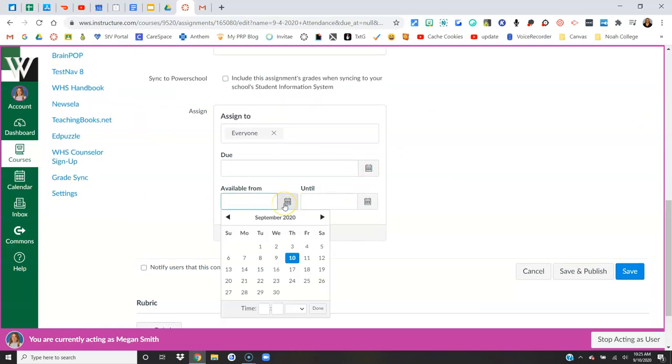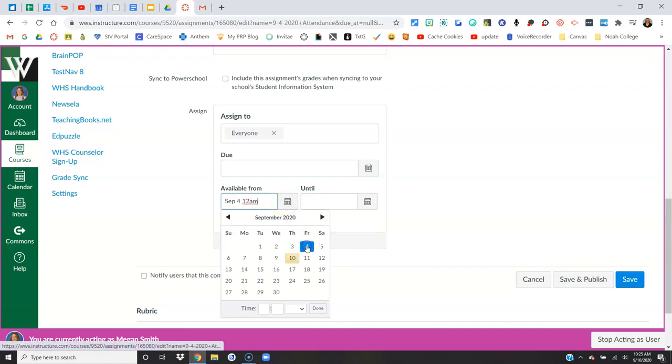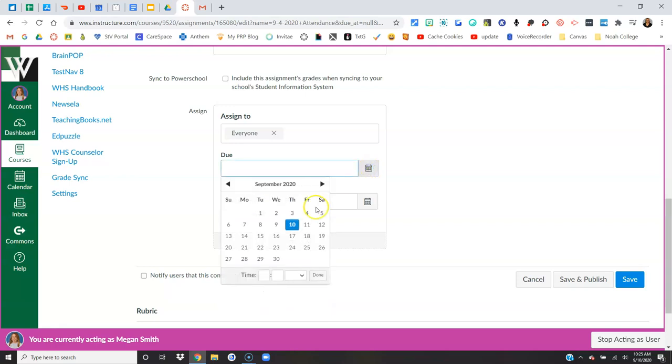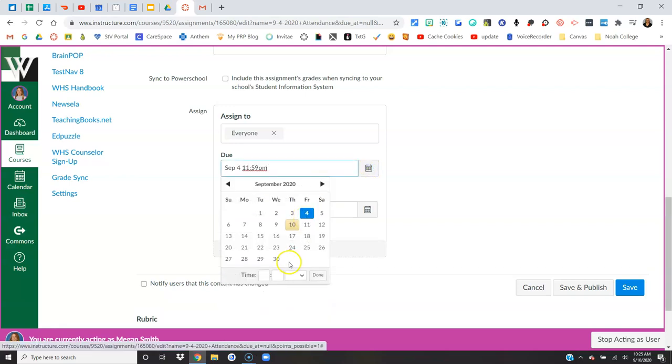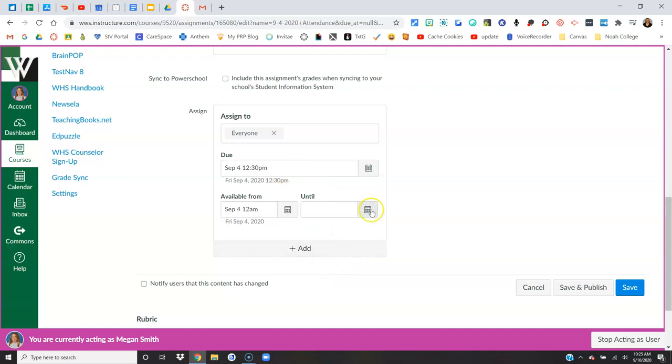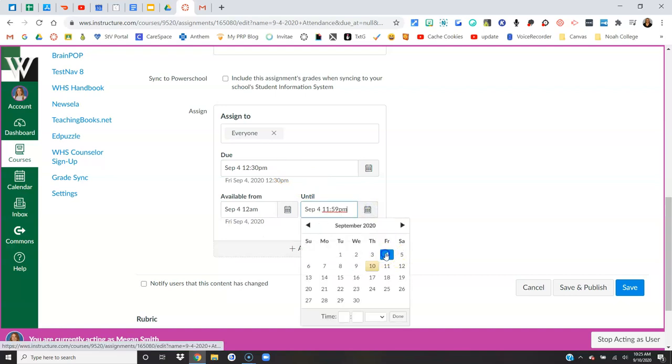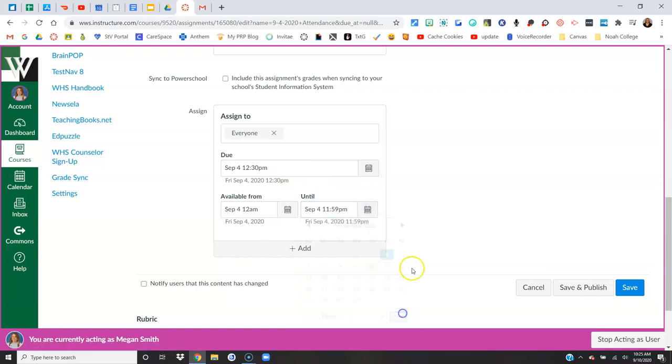Since it's for September 4th, I'm going to open it the morning of. It's going to default to midnight. I want it due, I think you guys at the high school are 12:30. If I'm wrong, put whatever it is in there. I want it due every day at 12:30, but I'm going to have it lock at the end of the day for those stragglers who maybe didn't get attendance done by 12:30.